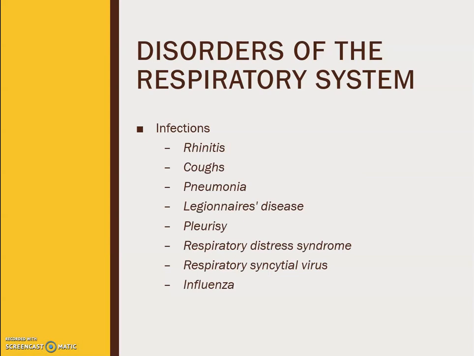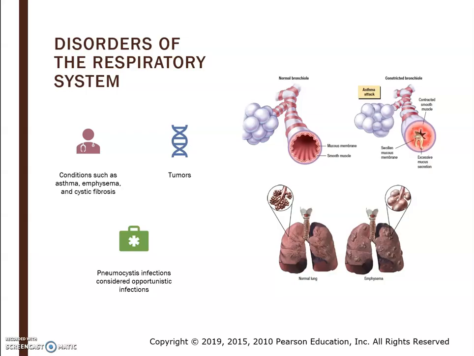Rhinitis, which is the common cold, coughs, pneumonia, Legionella's disease, pleurisy, respiratory distress syndrome, respiratory syncytial virus, and influenza. Disorders of the respiratory system include conditions such as asthma, emphysema, cystic fibrosis, and tumors. There are some examples here of normal bronchi and constricted, as well as lungs that have emphysema versus the normal appearance.